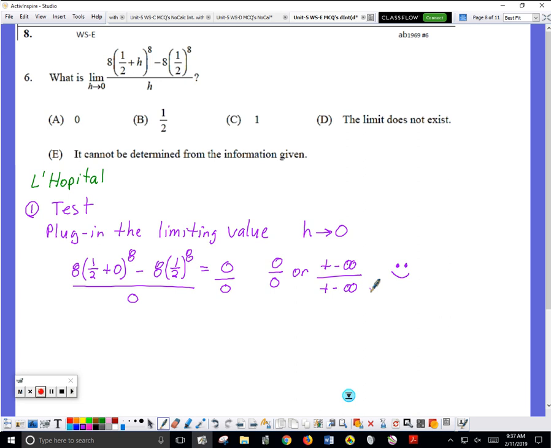Once the test is successful, we now apply the rule. Here's the rule. The rule states that the limit, as h approaches any value, of one function divided by another is exactly the same as the limit, as h approaches that same value, of the derivative of the top divided by the derivative of the bottom. That's the rule. Question?